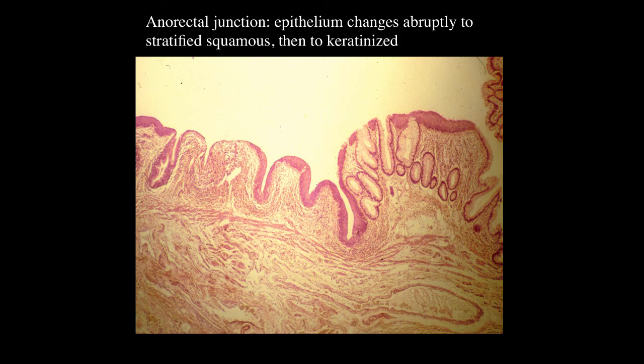Here's the anorectal junction. The epithelium changes abruptly from a simple columnar epithelium to a stratified squamous epithelium. You can see a little bit of that here. And it would go from a stratified squamous epithelium to a stratified squamous epithelium keratinized as you get into the rectal area.